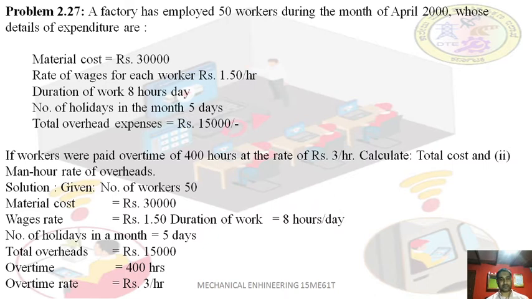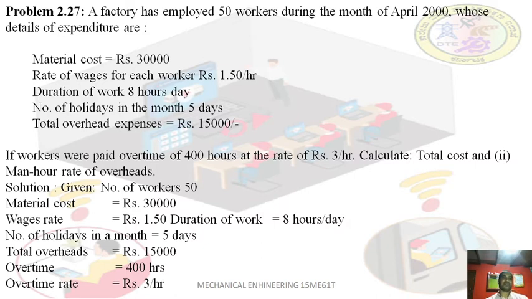and man-hour rate of overhead. So a factory has 50 employees working. He has mentioned everything for a particular month, April 2000. You need to calculate the total cost of the product and the man-hour rate of overhead. It is the method of calculating the man-hour rate where employees are more important in the manufacturing of any component. In that case, companies usually adopt man-hour rate of overheads.